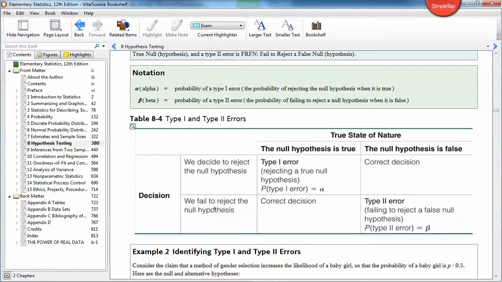If we fail to reject the null hypothesis and the null hypothesis is true, then we made the correct decision. If we fail to reject the null hypothesis but the null hypothesis is actually false, then that's a type 2 error.